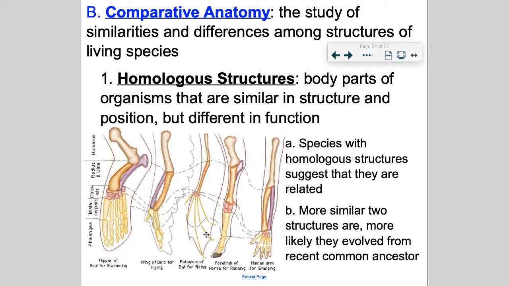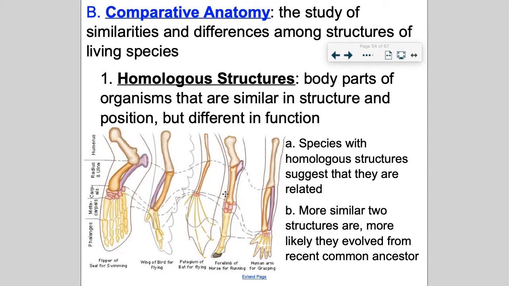So the yellow is the phalanges. We all share phalanges in our limbs. We got metacarpals. We got carpals, the bones in your wrist. We all have a radius and an ulna, this orange and purple. They all have a humerus bone. So all of these animals, seals, birds, bat, horse, humans, they have the same types of bones.